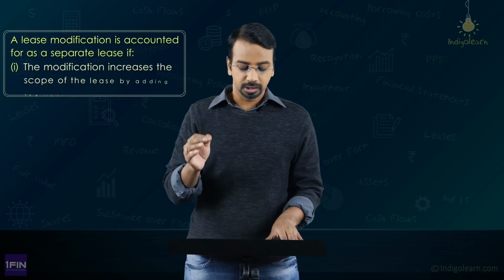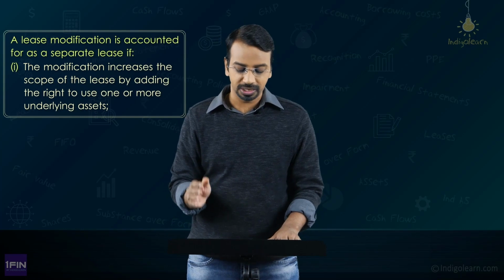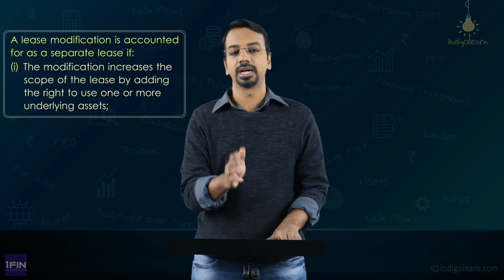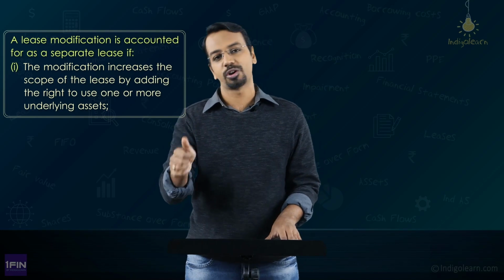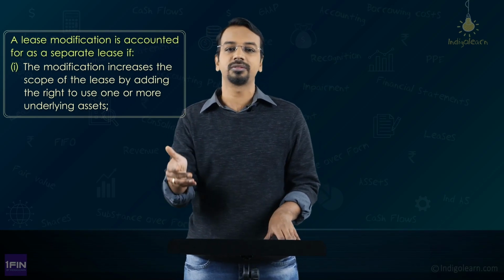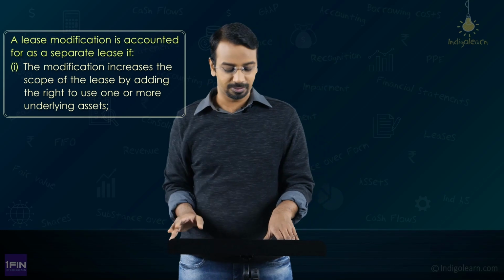Okay. So, a lease modification is accounted for as a separate lease if the modification increases the scope of the lease by adding the right to use one or more underlying assets. So, this increase is only for an increase in the right of using one or more underlying assets. This does not have to do with an increase in term. Please keep that in mind.